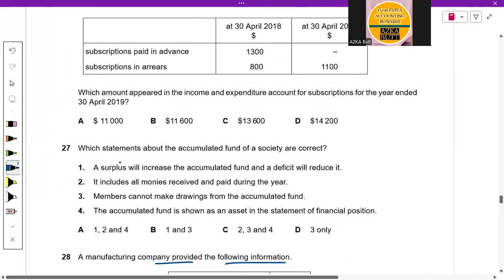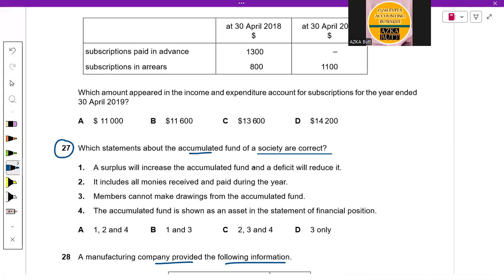Okay. Question number 27. Which statements about the accumulated fund of the society are correct? So basically, if you see the first one, a surplus will increase the accumulated fund and a deficit will reduce it. So this is correct because the accumulated fund represents the net assets of a society. So any surplus or profit increases it, and any deficit decreases it.